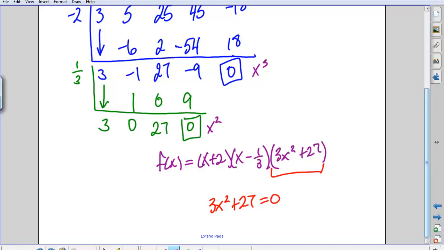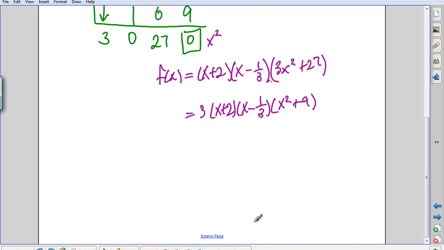And actually, before we do that, let me back up here. Sometimes it's good if you can do any factoring on this piece to go ahead and do it. So in other words, I can factor a 3 out of that. So this 3 can be factored out front and gives me x squared plus 9. So I can do that.